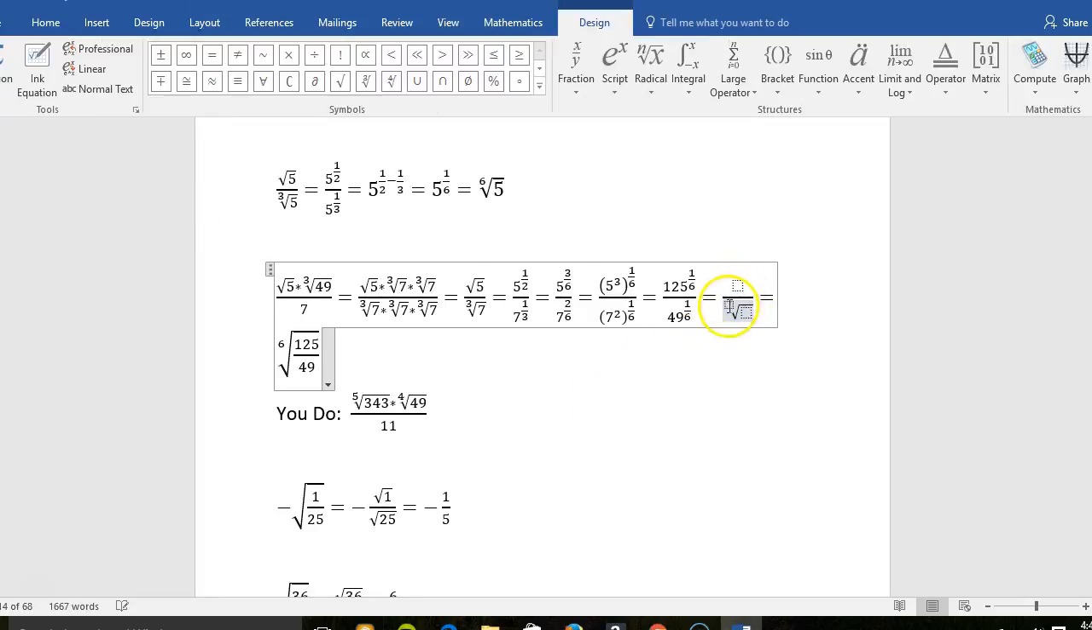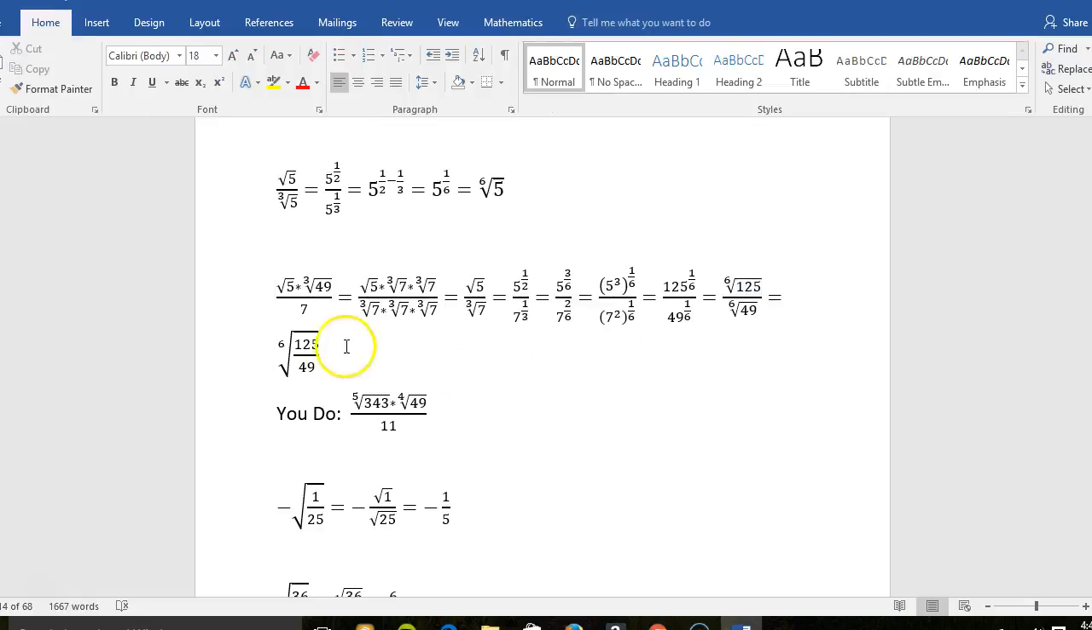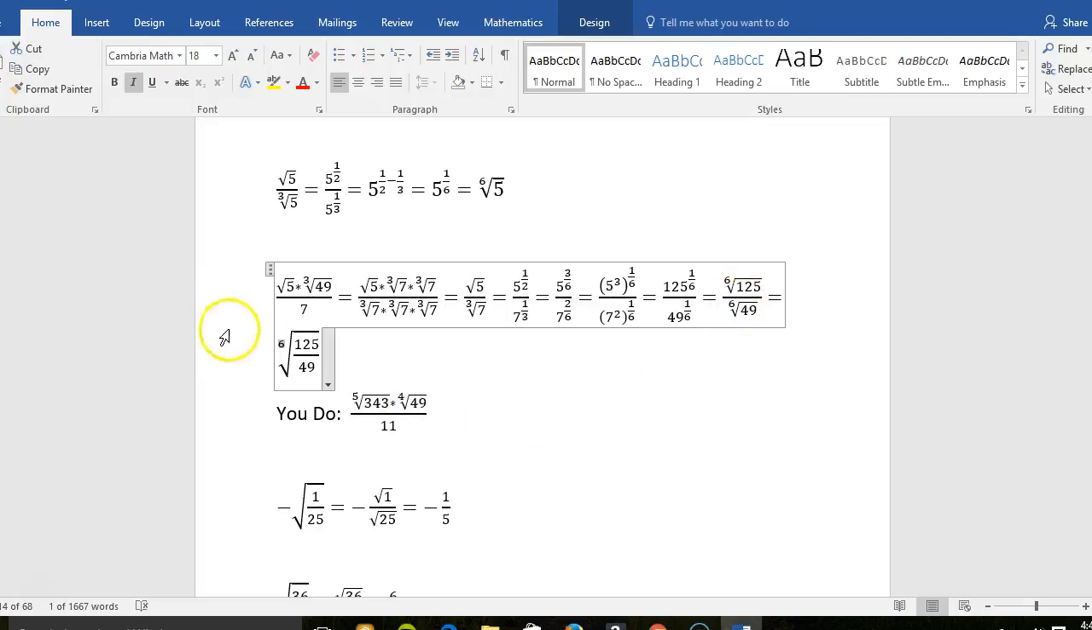So remember, it's just by definition, guys. 49 to the 1/6 power is the 6th root of 49, and 125 to the 1/6 power is the 6th root of 125. Sorry it skipped a line on me, it ran out of room, and then you get the 6th root of 125 over 49. But remember by the rules, the 6th root of this over the 6th root of that is just the 6th root of this over that. That's by the rules of radicals.